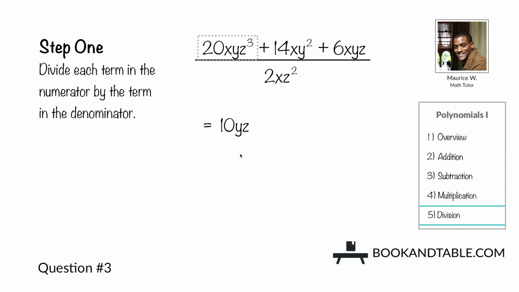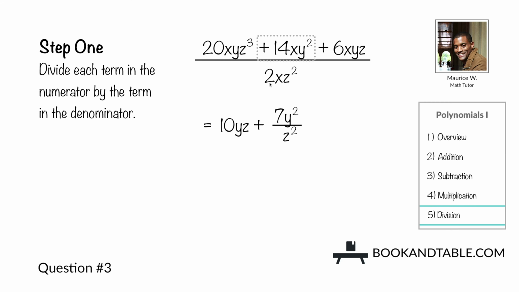In question number 3, 20xyz cubed plus 14xy squared plus 6xyz divided by 2xz squared. Step 1, divide each term in the numerator by the term in the denominator, giving us 20 divided by 2, which is 10. X divided by x is 1, so let's cancel each other out. There is no y in the denominator, so we keep our y. And z to the third divided by z to the second is equal to z.